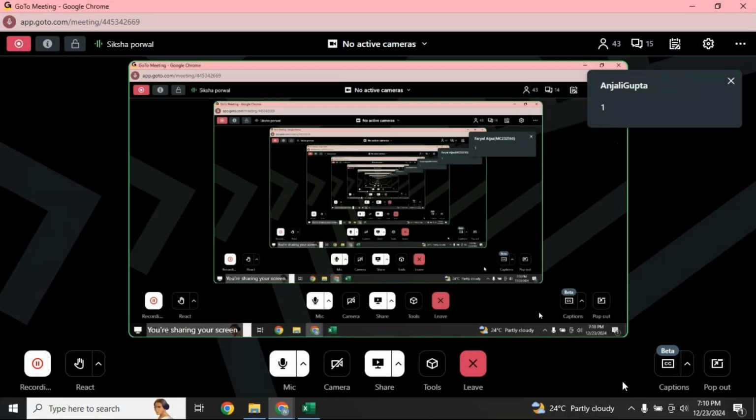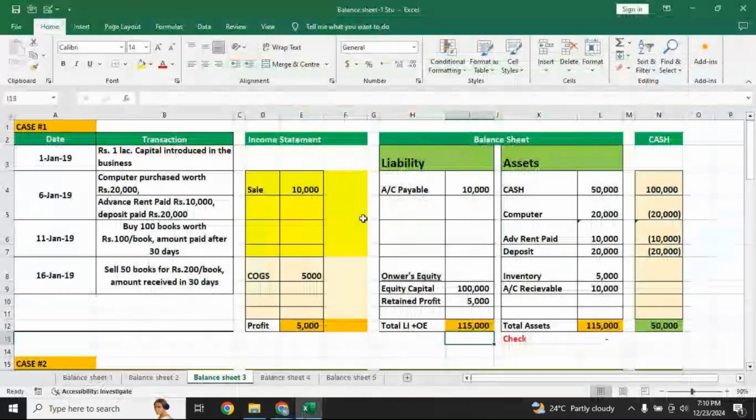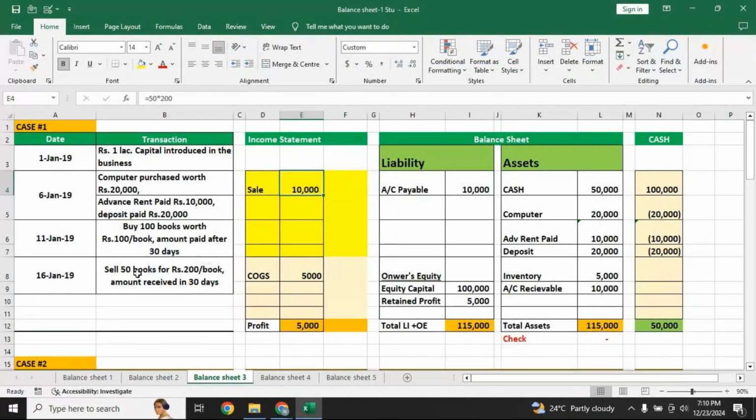Ma'am, can you explain the sales part? Sales part. Sales, they are telling that I sold 50 books at the rate of 200 per book. Okay, that is the sales, 50 into 200. So I have bought 100 books at the cost of 100 per book. Okay, COGS is cost of goods sold. So what is the cost that is incurred for the items that are sold. So 50 books I have sold. How much money I have spent in order to buy it? So 100 per book I have spent. So 5,000. Profit will be 10,000 if I subtract 5,000. Remaining 5,000 is there, which will be my retained profit.